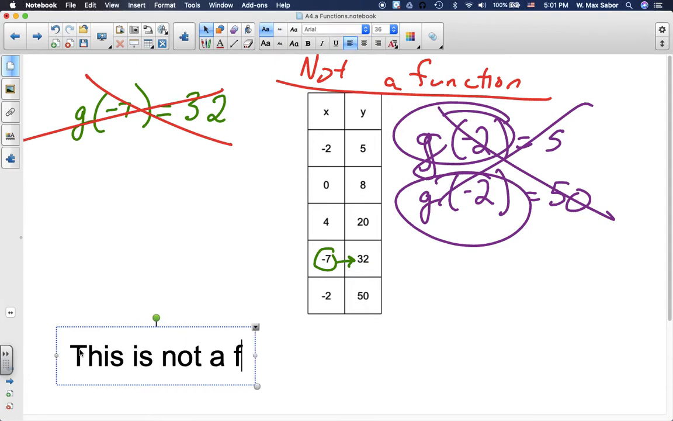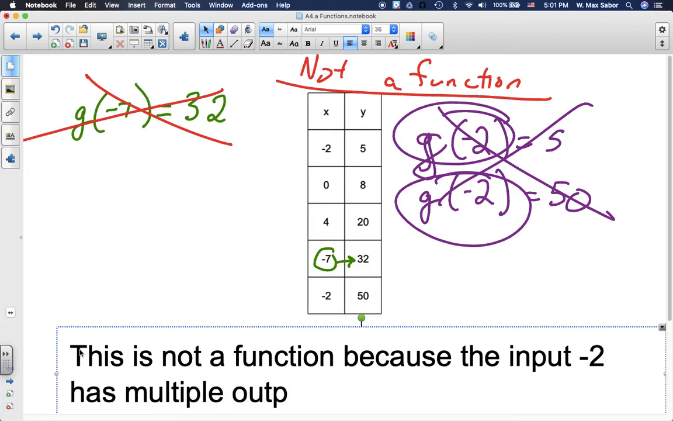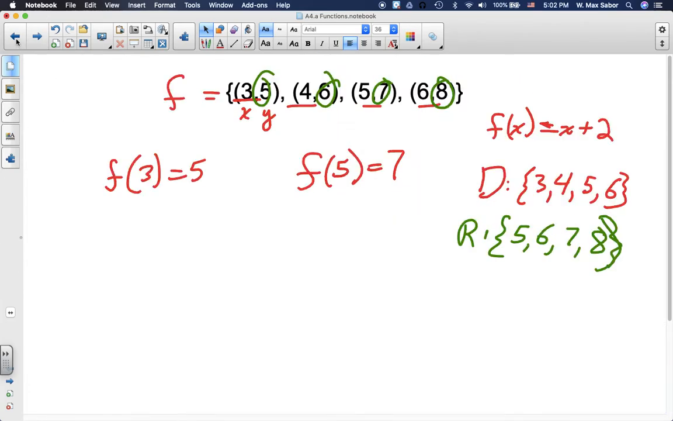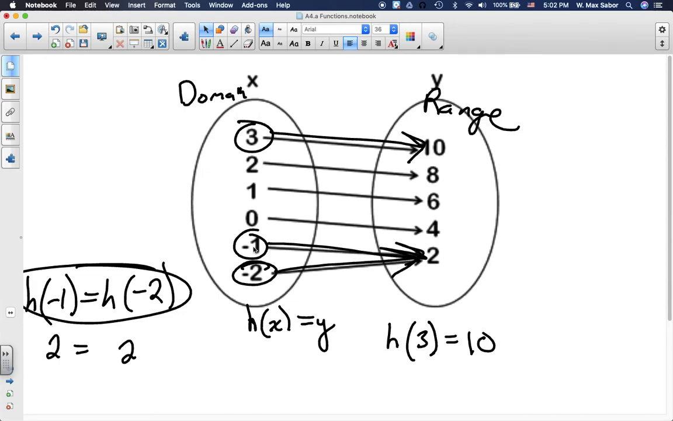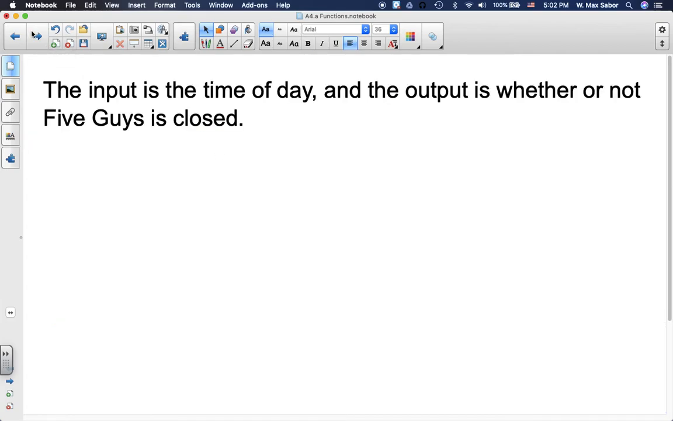This is not a function because the input negative 2 has multiple outputs. It is worth noting that you can have two inputs have the same output. You can't have one input having two outputs. So you can put two different things in and get the same thing, but you can't start from someplace and go two different places.